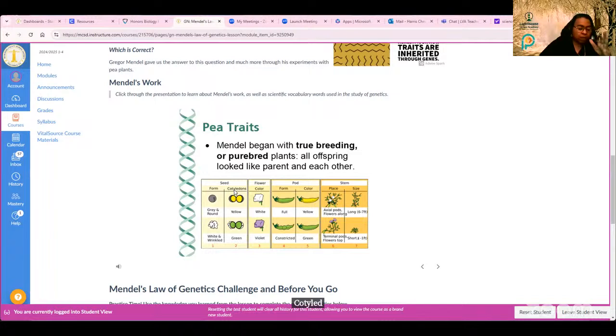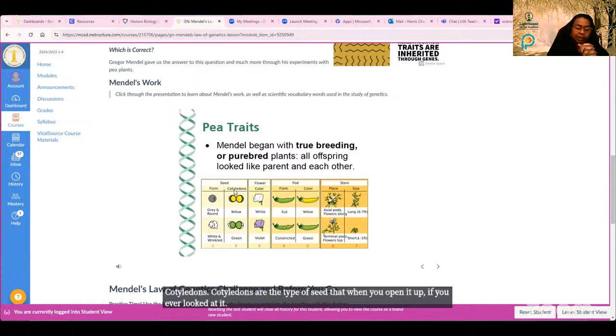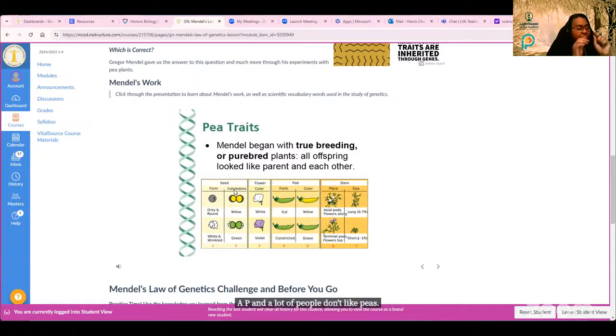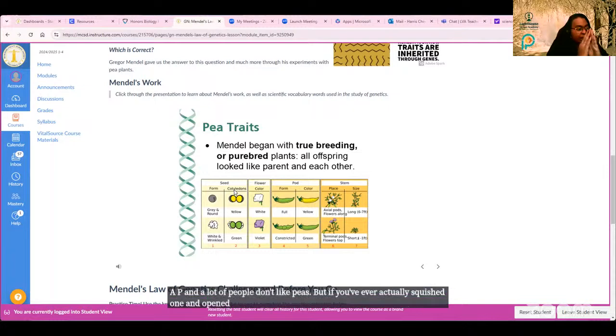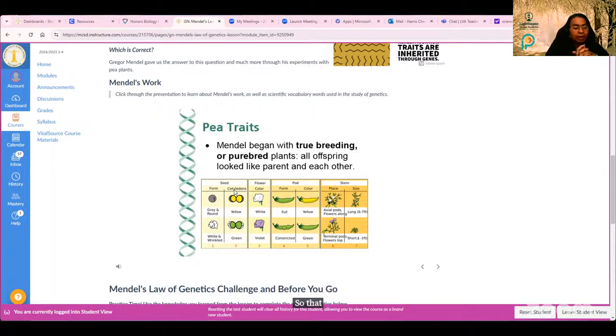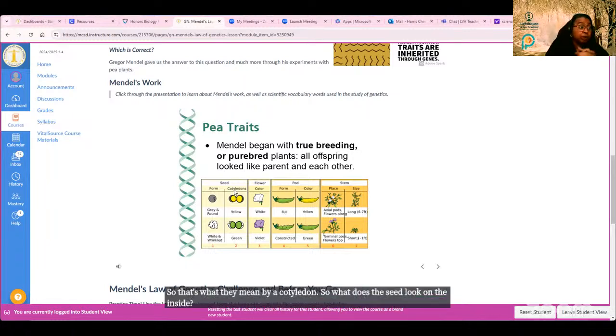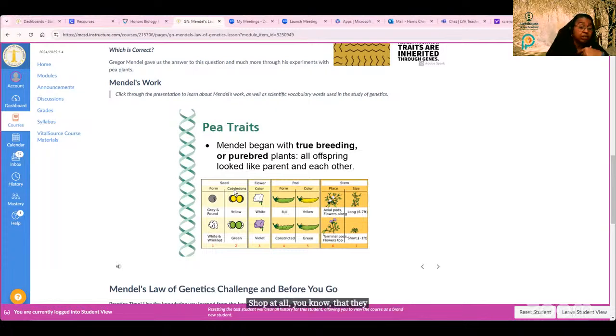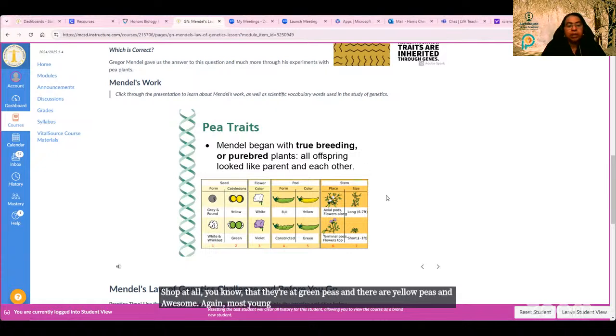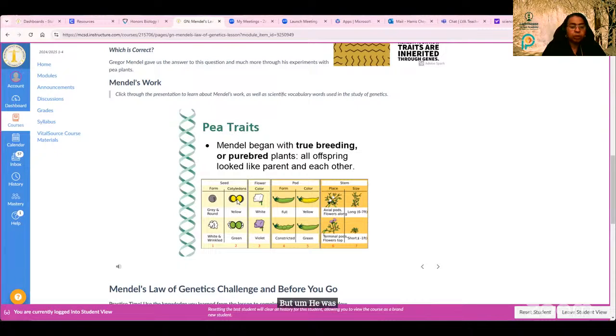Cotyledons are the type of seed that when you open it up, if you ever looked at a pea, and a lot of people don't like peas, but if you ever actually squished one and opened it up, it kind of breaks into two pieces. So that's what they mean by a cotyledon. So what does the seed look like on the inside? If you shop at all, you know that there are green peas and there are yellow peas. He was curious as to what color it was on the inside. Was it yellow or was it green?